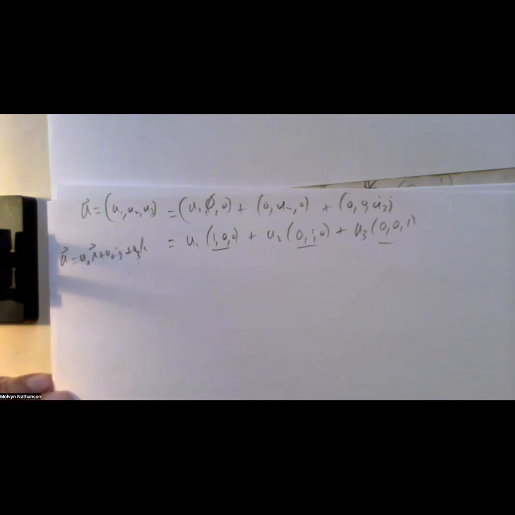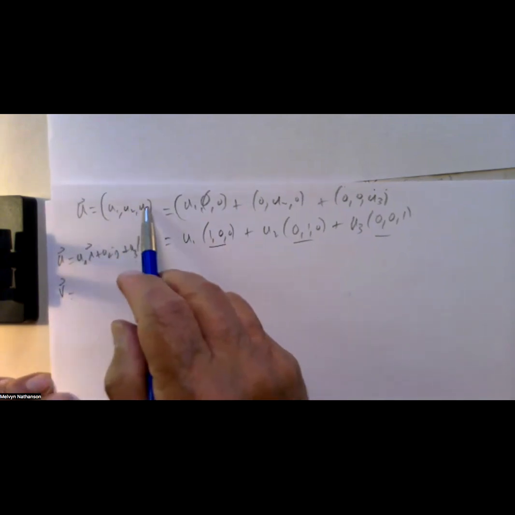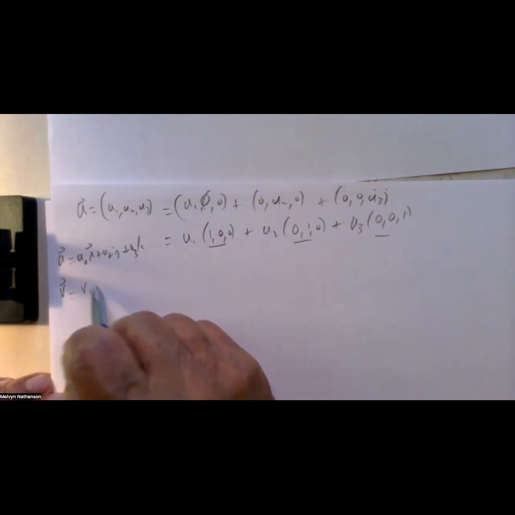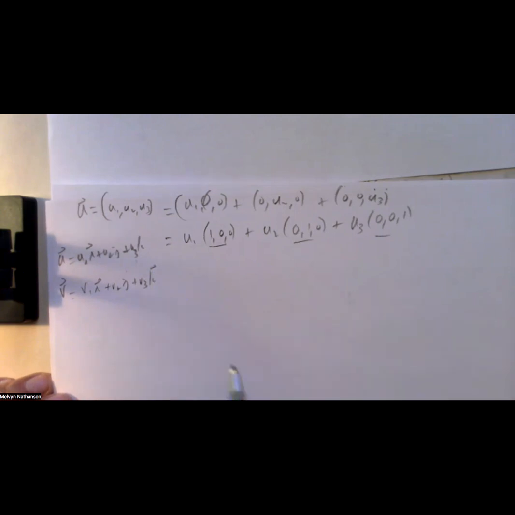All right. And similarly, v, which has coordinates v1, v2, v3, is v1 i plus v2 j plus v3 k.